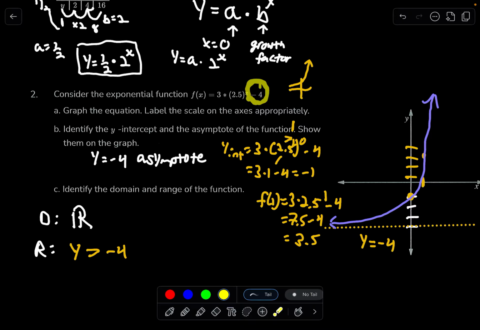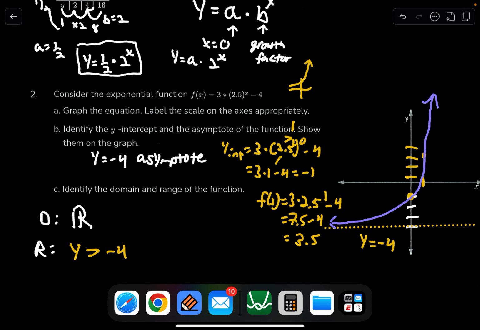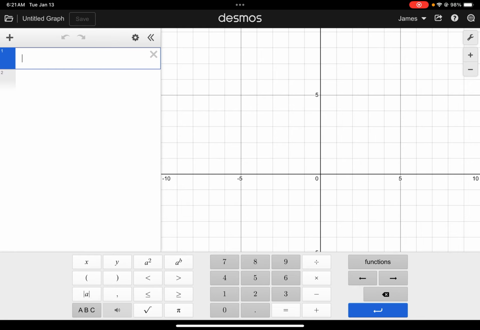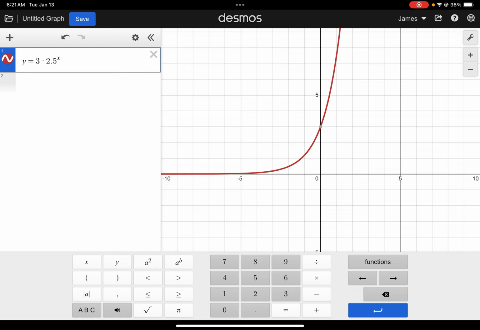In this case, the asymptote's at negative 4. Okay, that's all I'm looking for. And if you wanted to verify that this is correct, that it has that basic shape, we can actually use Desmos to graph it. So y equals 3 times 2.5 to the power of x minus 4. And you see there's the graph.